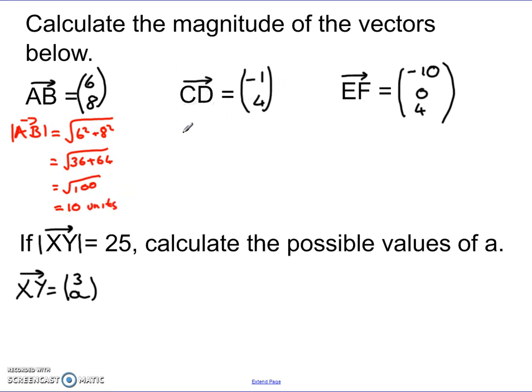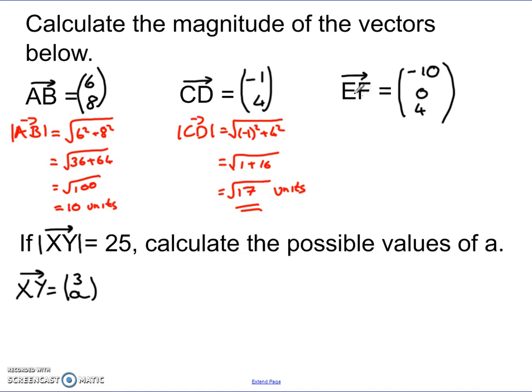The magnitude of this vector CD, well again, it follows the same formula. It's the square root of each component squared added together. So it's the square root of negative 1 squared plus 4 squared. Negative 1 squared is 1, 4 squared is 16. So that then gives you the square root of 17 units. We could just leave it as a surd there, and that'll be us fine with that.